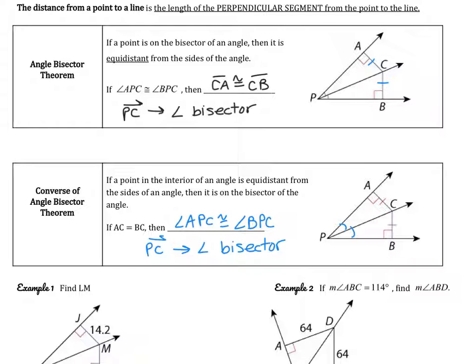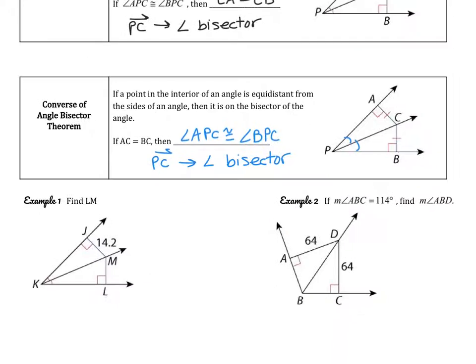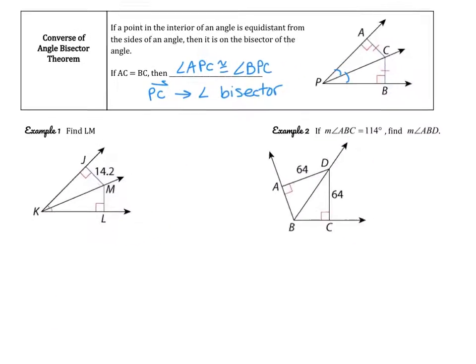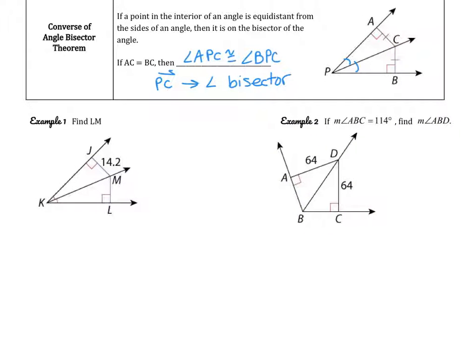So again, just to compare, this one says if it's on an angle bisector, then it is equidistant. The converse says if it is equidistant, then it must be on an angle bisector. So let's see if we can use these two theorems to help us solve examples 1 and 2.